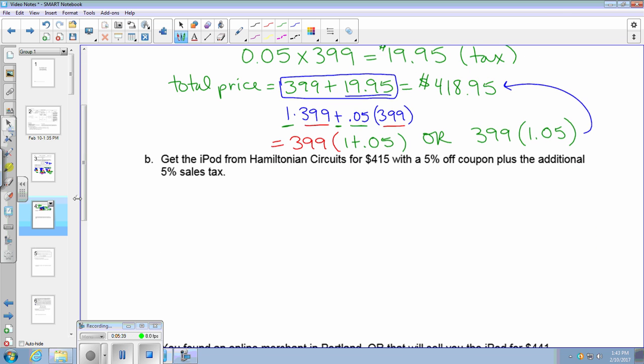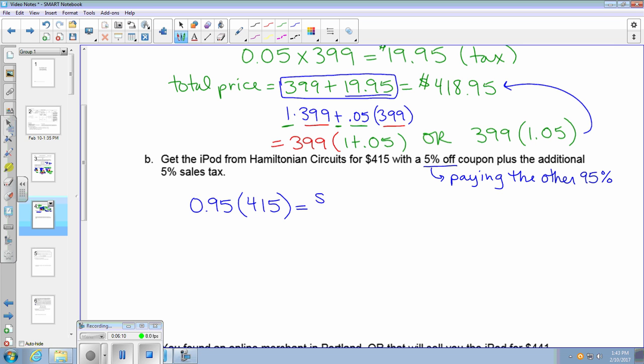All right, in part B, we're going to get the iPod from Hamiltonian Circuits for $415. This time we have a 5% off coupon plus an additional 5% sales tax. So if you're getting 5% off, that means you're paying the other 95% of that cost. So let's use that to our advantage. Let's figure out what 95% of $415 is.